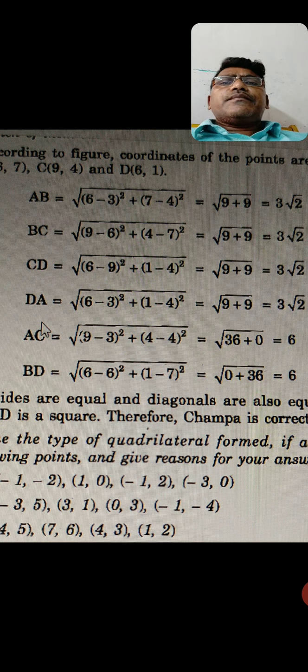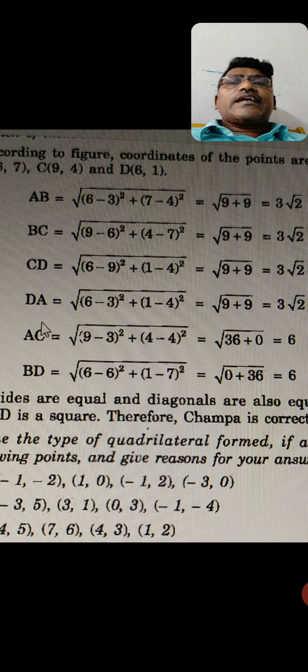Like the same, we take the B and C coordinates and again substitute in the distance formula. That is x1 equal to 9, x2 equal to 6, y1 equal to 4, y2 equal to 7. After substituting, you see 9 minus 6 whole square, that is x1 minus x2 whole square, plus y1 minus y2 whole square, that is 4 minus 7 whole square. Again 9 minus 6 is 3, square is 9, 4 minus 7 is 3, square equal to 9, 9 plus 9 equal to square root of 18, that is square root of 9 into 2, 9 becomes 3, so 3 root 2. Like that we can find CD and AD also.